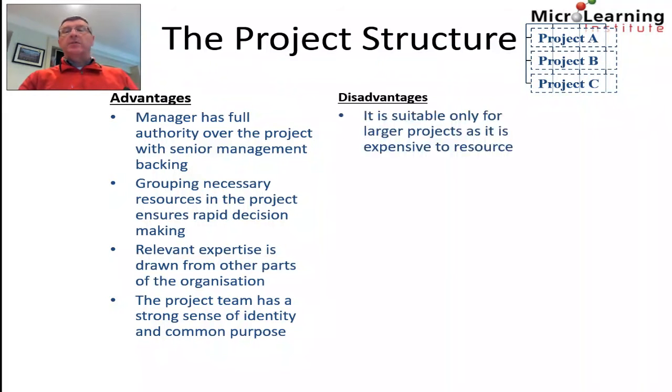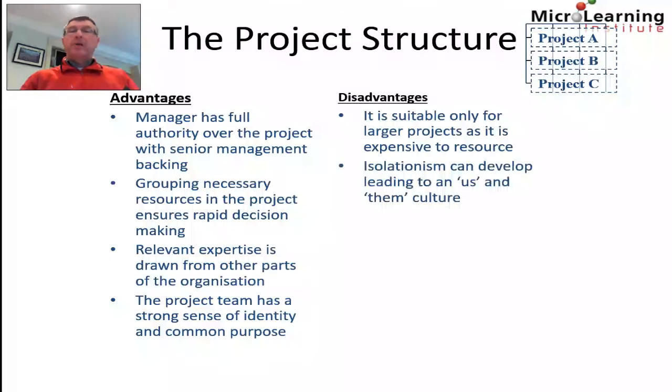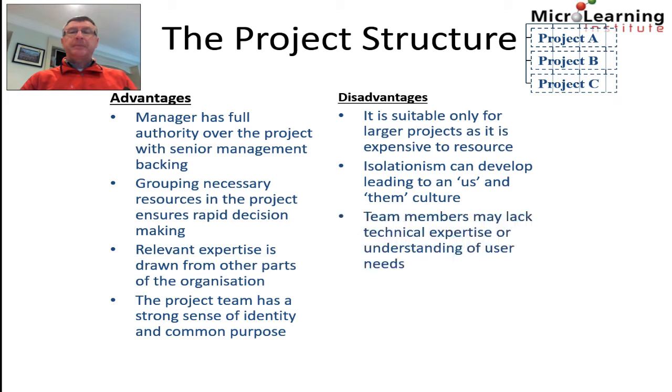Some disadvantages include that this structure is suitable only for large projects as it's very expensive to manage and to resource because we need available resources from many different departments in order to form a project team. Also, we can develop isolationism, leading to an us and them culture, so the project team might become disconnected from the actual day-to-day working of the business. Also, team members may lack the technical expertise or understanding of user needs because just because somebody is expert in their particular domain does not necessarily mean that they understand the requirements of the end user.